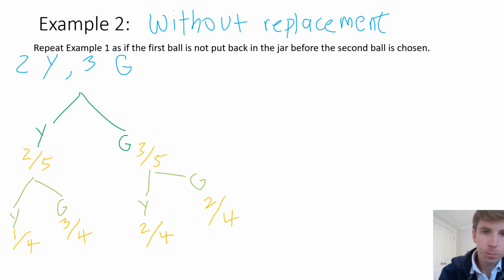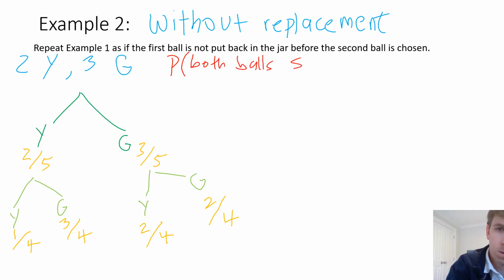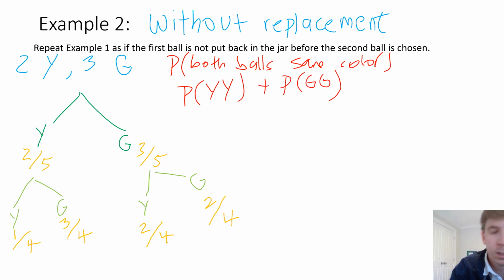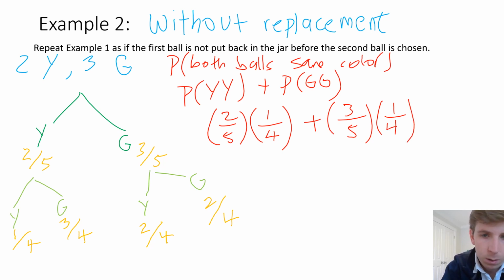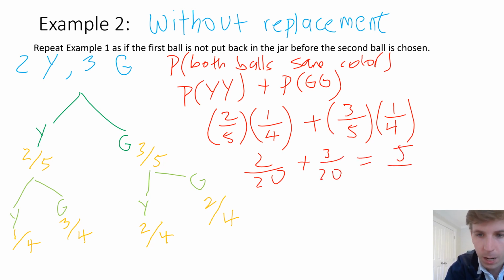All right, so once again, if I want to find the probability of both balls same color, I'm looking for the probability of yellow, yellow plus the probability of green, green. So I'll just multiply down the branches once again. So yellow, yellow is the 2/5 times 1/4. And green, green is 3/5 times 1/4. So we'll have 2/20 plus 3/20, which equals 5/20, aka 1/4.